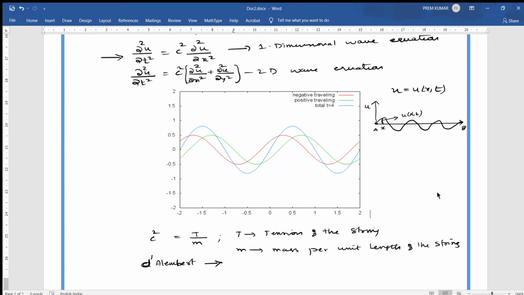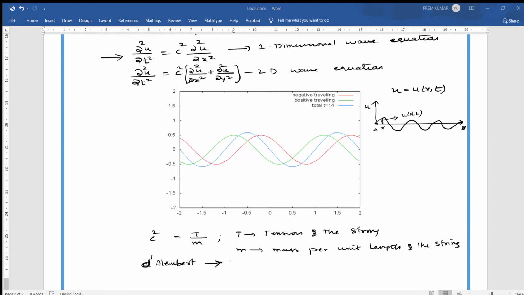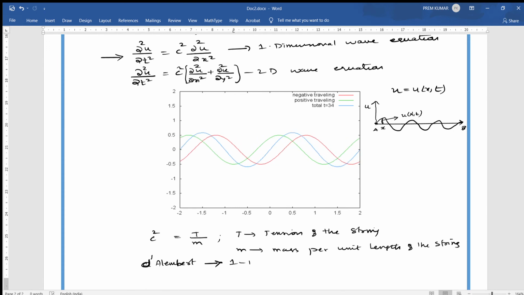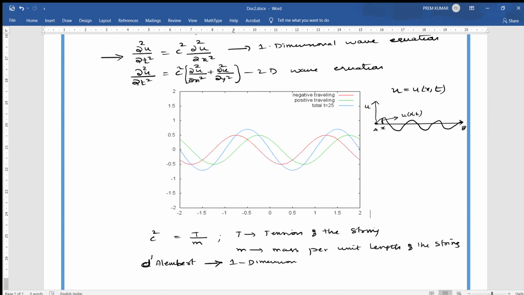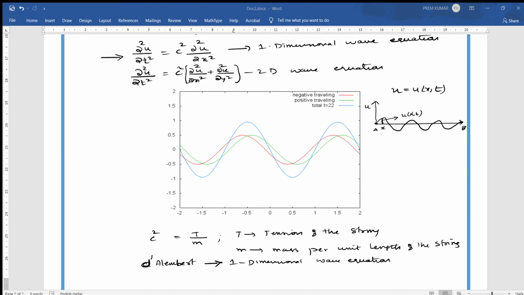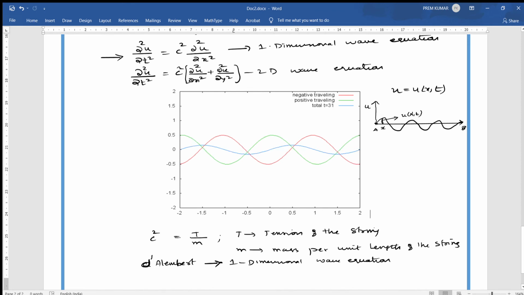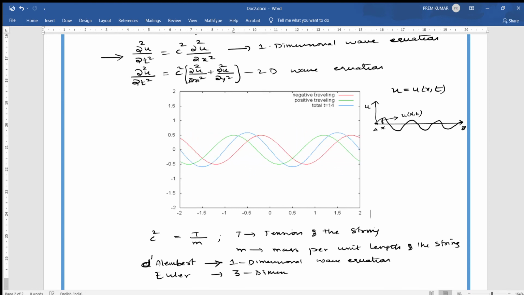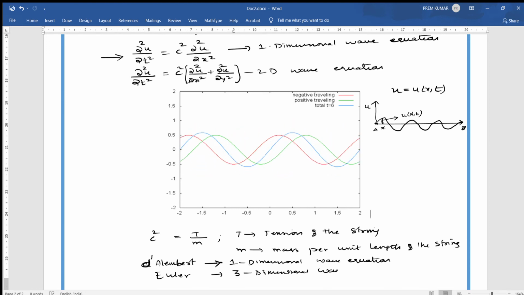D'Alembert derived the one-dimensional wave equation, but after 10 years, Euler discovered the three-dimensional wave equation.